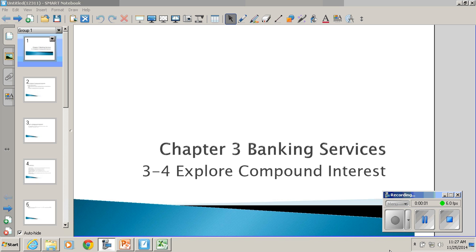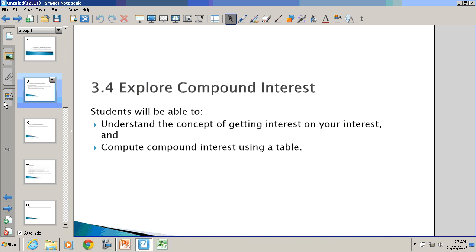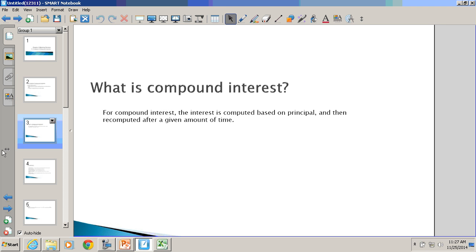Okay, here we have our fourth section. We're going to take simple interest. We're going to start talking about compound interest, so it's not just the interest earned based on one computation and one principle. Here are a few things you need to learn in this section. Make sure you're taking good notes.